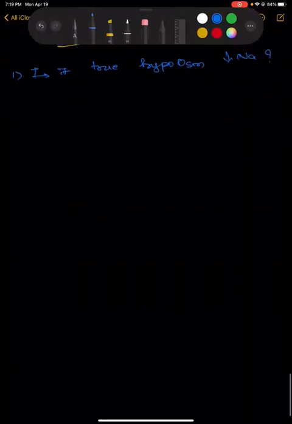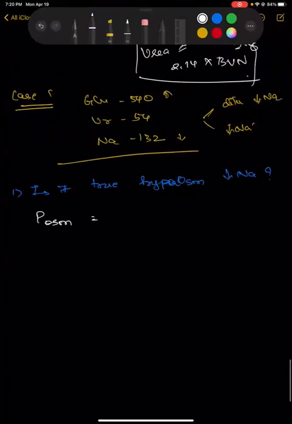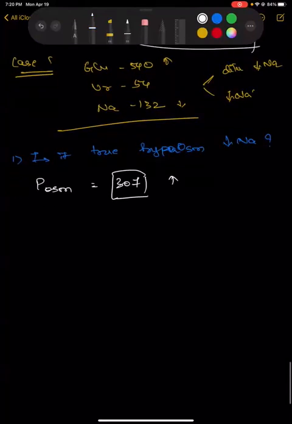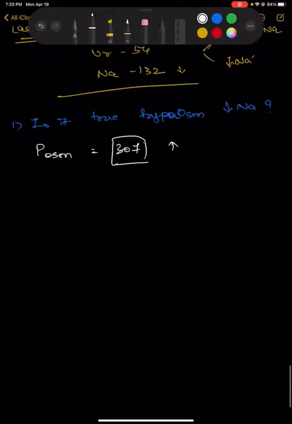So to know that, the first thing that we need to do is to find out if it is a true hypo-osmolar hyponatremia, hyperosmolar, sorry. For that, we need to calculate the plasma osmolarity, as I said. In this patient, if you calculate the plasma osmolarity, it comes somewhere around 3.7. So we know that it is hyperosmolar plasma. As of now, we know that.